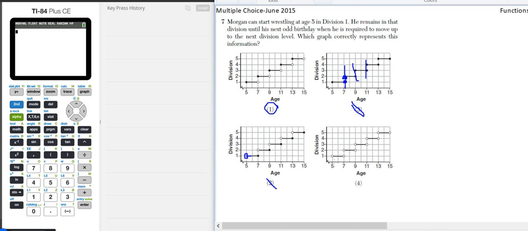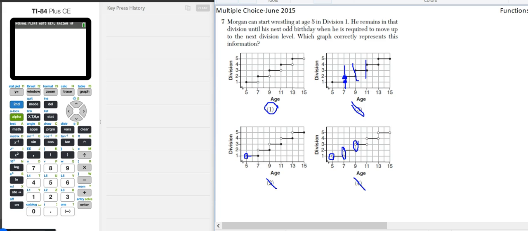And choice 4, when he's age 5, he's supposed to be wrestling in Division 1, but over here it shows an open circle, which means he's not wrestling in Division 1. And at 7, he's not wrestling in any division either, because it's 2 open circles. At 9, he's not wrestling in any division either, so choice 4 is not the correct answer.